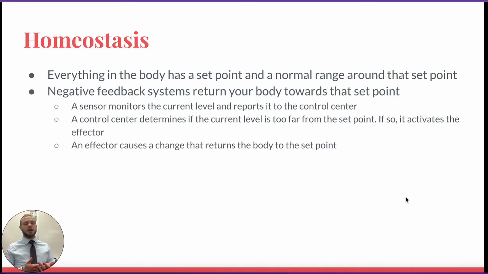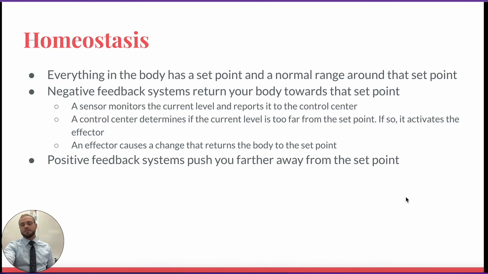So an easy version of this is with body temperature, you get too hot or too cold. If your body senses that you are too hot, it's going to carry that message to the control center in your brain. Your brain is going to say, yep, you're too hot. We need to cool the body down. So it's going to tell your sweat glands to start activating and start releasing. In this case, the sweat glands would be the effector, and they're going to release sweat, and that sweat is going to evaporate from your body, and that is going to cool you back down to 37 degrees Celsius. So that's an example of a negative feedback system.